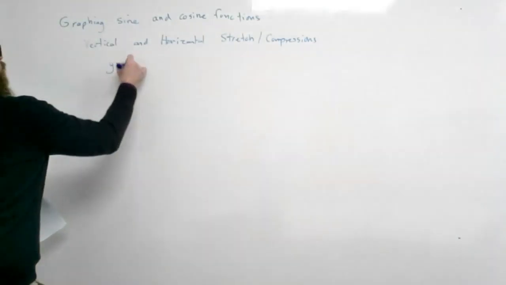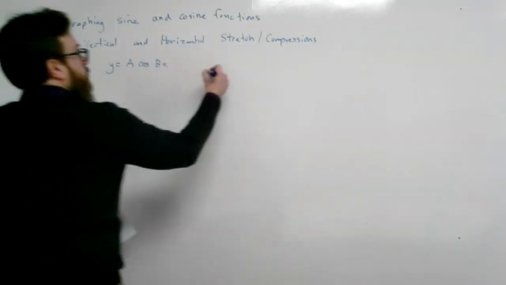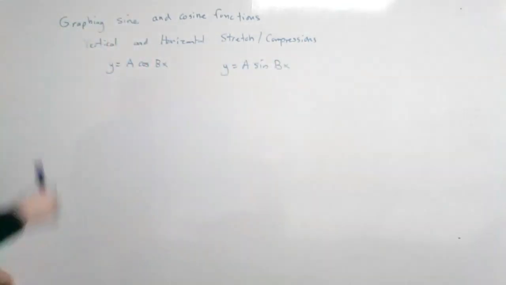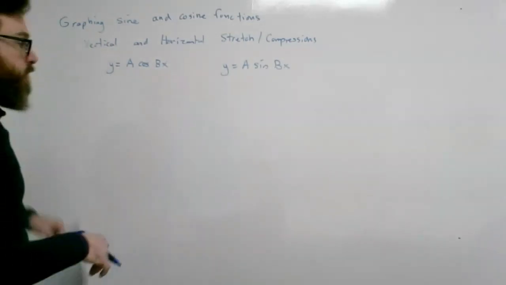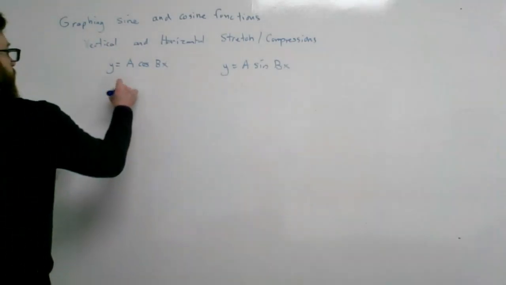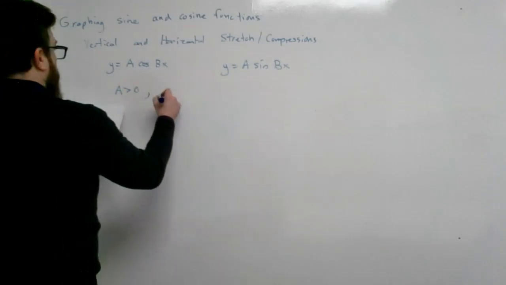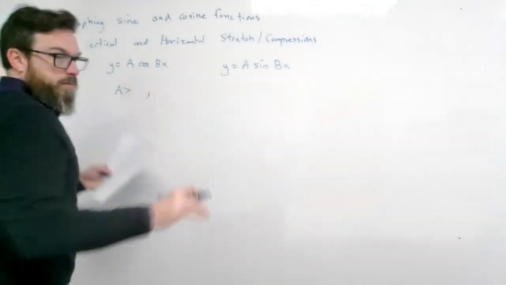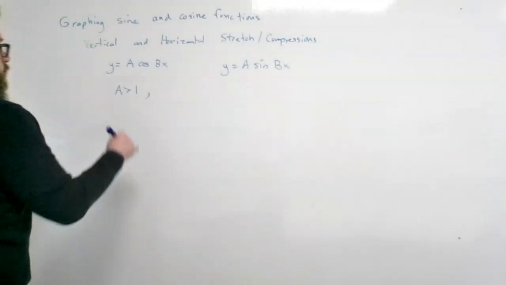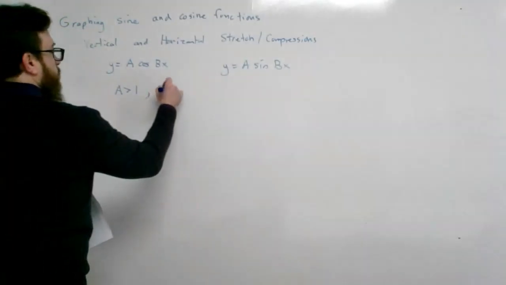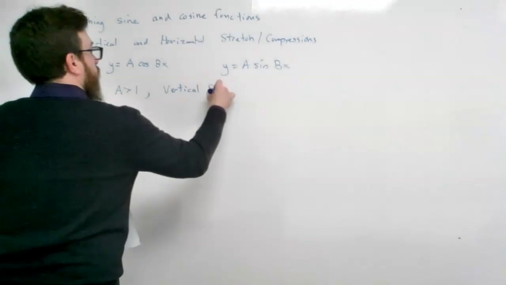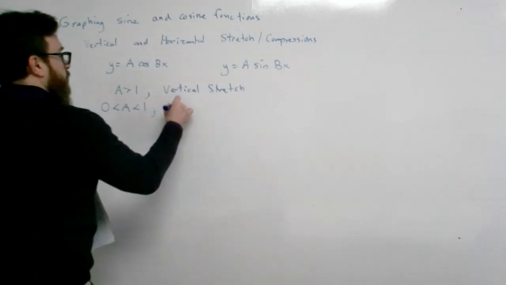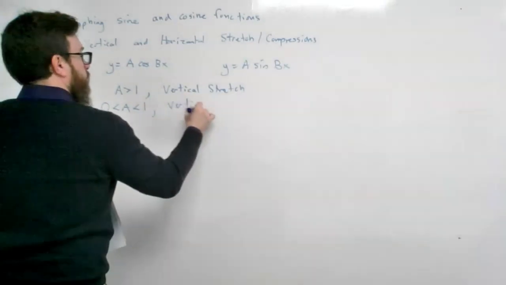So we're going to look at two functions. You have y is equal to a cosine of bx, and also y is equal to a sine of bx. And the a and b will do very similar things to both these functions since we know the parent function, both sine and cosine. So when a is greater than 1, we know that we're going to have a vertical stretch. And when 0 is less than a, which is less than 1, we're talking about a vertical compression.